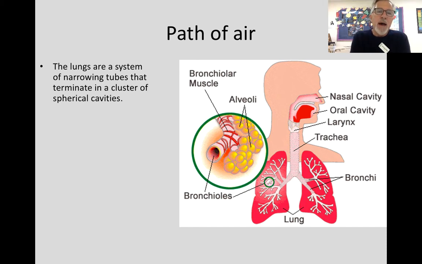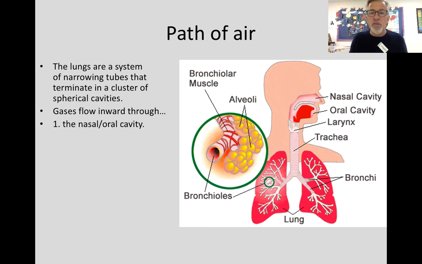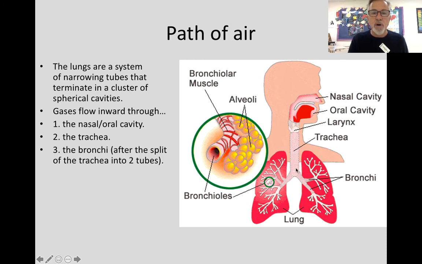And one way to think about the lungs is as a system of narrowing tubes that terminate in clusters of spherical cavities. So we're going to see how this works. Gases flow inward from the atmosphere through the nasal and oral cavity, which means you can breathe with your nose or your mouth. And then they go into the trachea, this tube right here, which divides into two bronchi, one going to each lung. And then finally, the bronchi split into many, many ever smaller bronchioles.